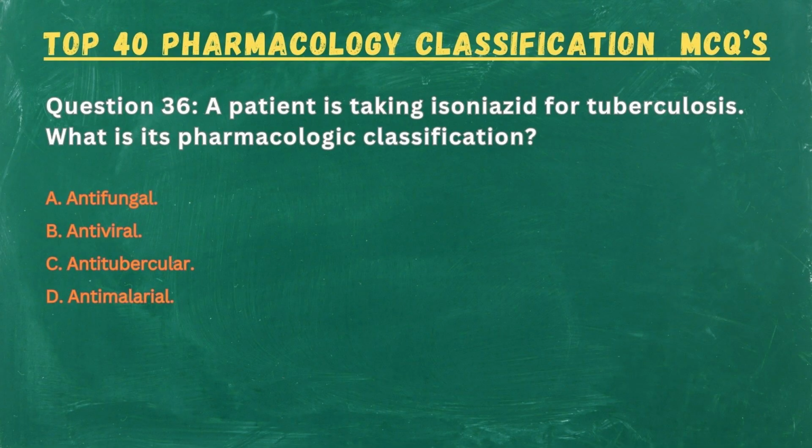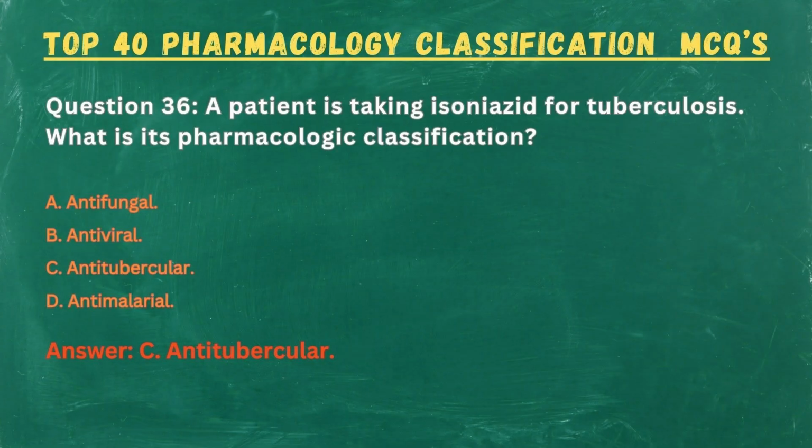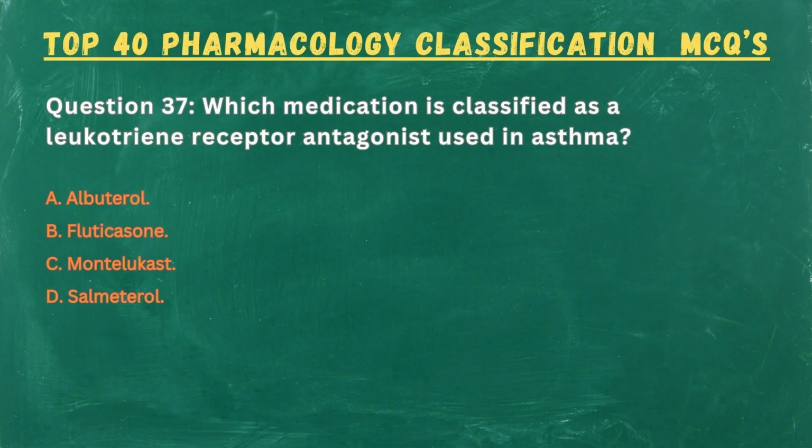Question 36. A patient is taking isoniazid for tuberculosis. What is its pharmacologic classification? A. Antifungal. B. Antiviral. C. Antitubercular. D. Antimalarial. Answer: C. Antitubercular.